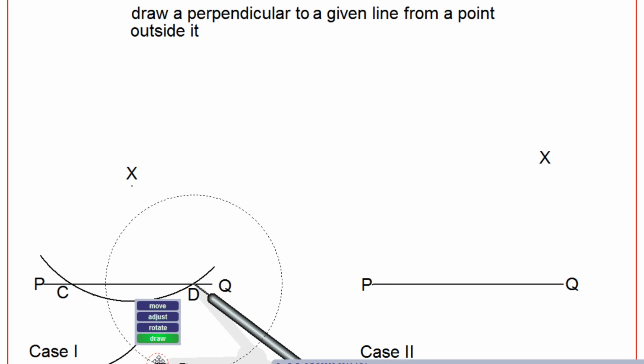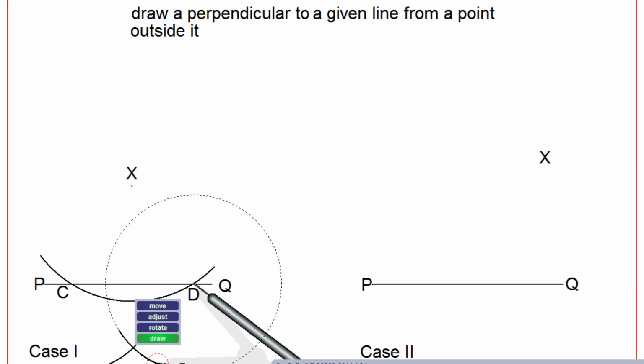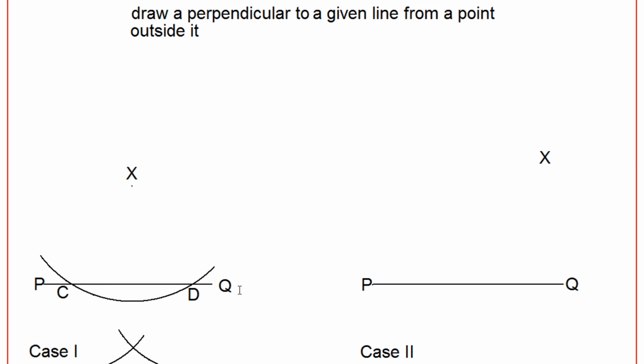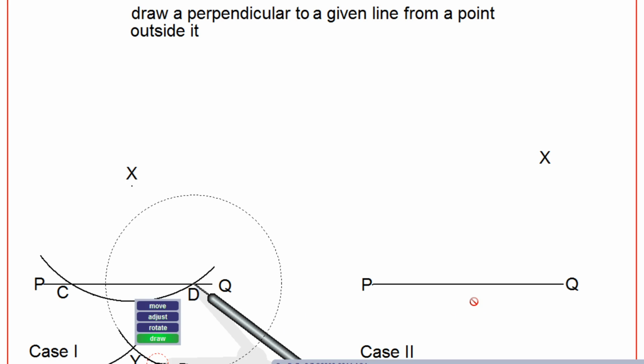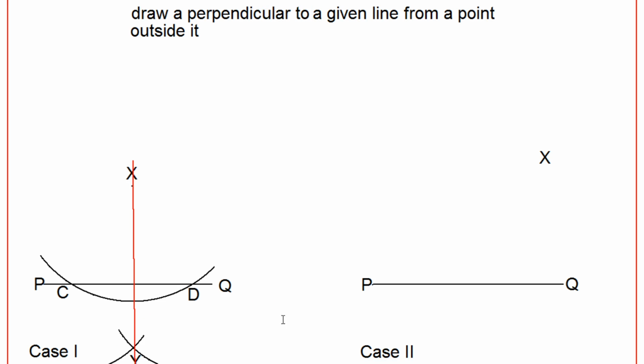Now here you can see that both these arcs are intersecting each other. Let us say the arcs are intersecting at point Y. Give this point the name Y. Now join these 2 points. So with the help of the scale, I have connected points X and Y, and let us say it has cut this line PQ at a point Z. We can give this point the name Z.